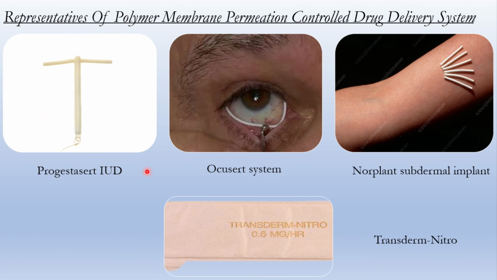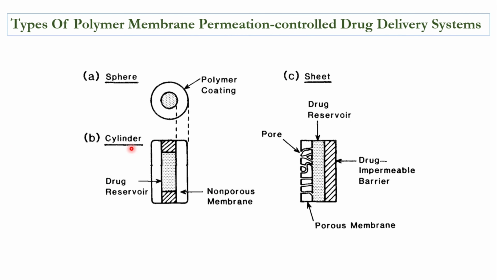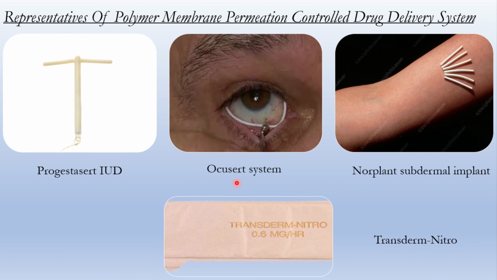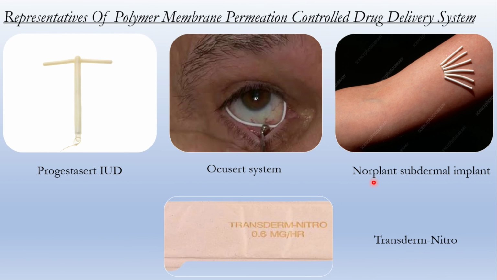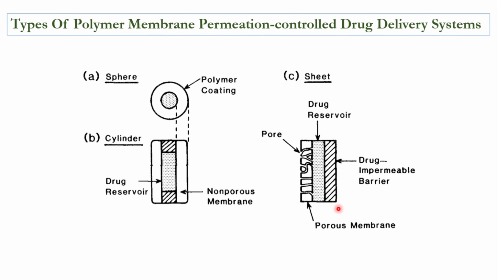These are the representatives of the polymer membrane permeation-controlled drug delivery system. Progestasert IUD is an example of cylinder type. Progestasert system is an example of sphere type. Norplant subdermal implant, transderm nitro are sheet types.